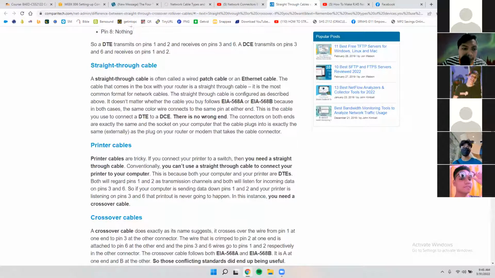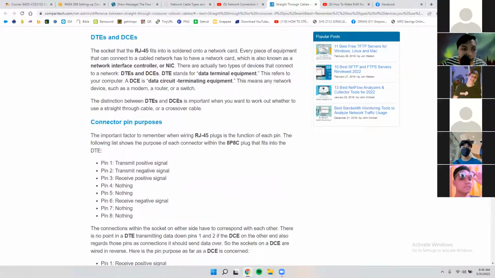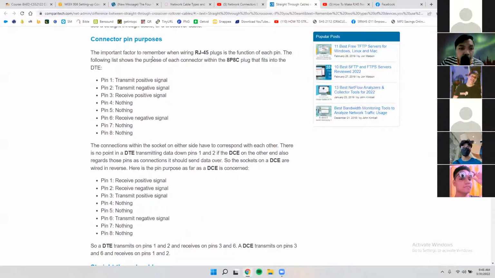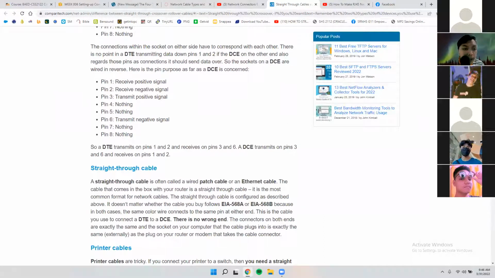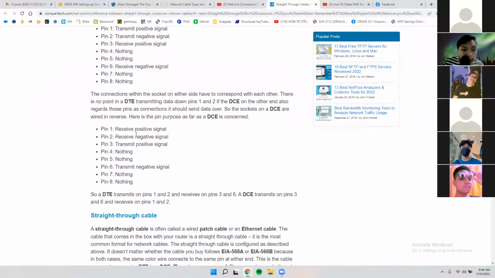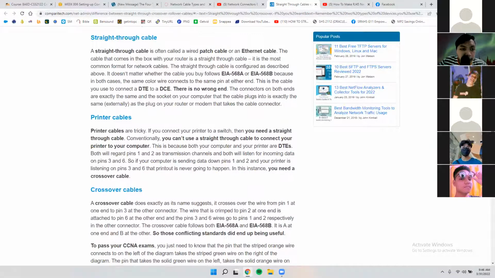Okay, so balik tayo dito para mas maintindihan pa natin. So DTEs and DCEs, ayan, so the distinction between DTEs and DCEs is important when you work out whether to use a straight through or a crossover. Okay, kapag DTE kasi, there are some pins that will transmit and receive positive and negative signal. Unlike sa data transmission, there are parts that transmit and receive positive and negative signal. But technically, apat sa kanila yung gumagana sa pins nila. Okay? So doon tayo sa straight through.